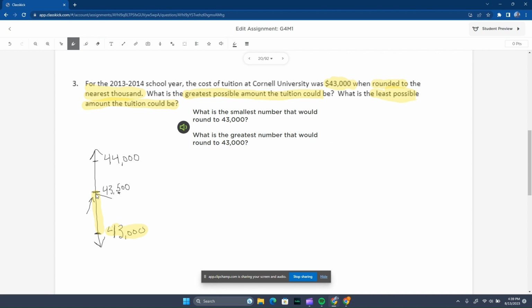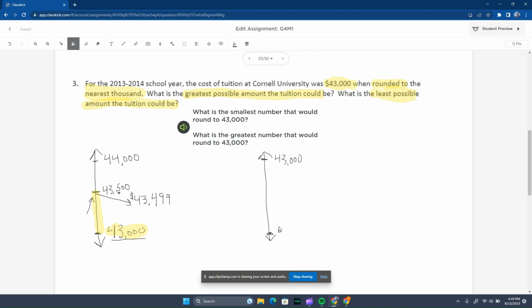So the next smallest number that would round down would be 43,000. But then I need a 4 in my hundreds place. And then the largest digits in my tens and ones would be 9s. So if the actual amount was $43,499, we would accurately round that down to 43,000. But in the next case, rather than 43,000 being my low number, 43,000 is going to be my high number.